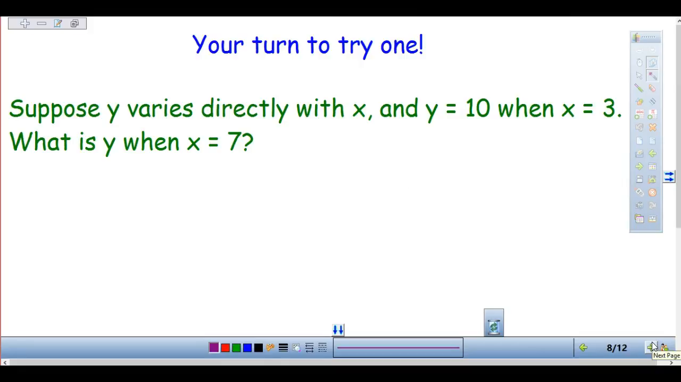Try one, whichever method you want to use. So try this one, and then I will tell you if you got it right.